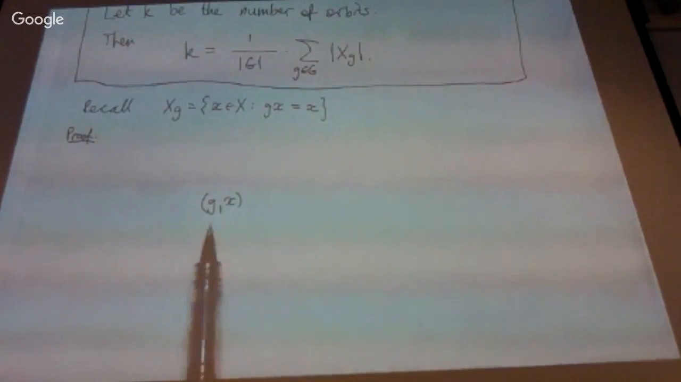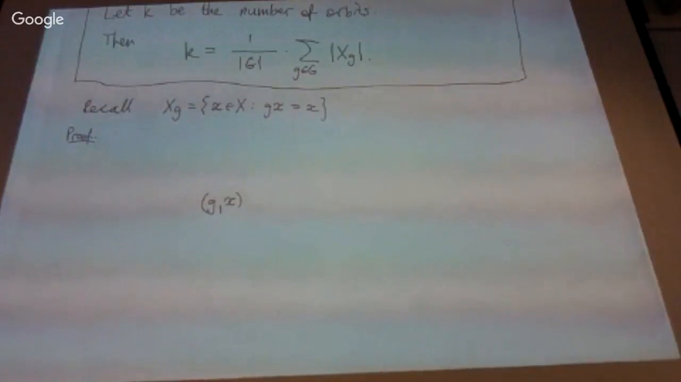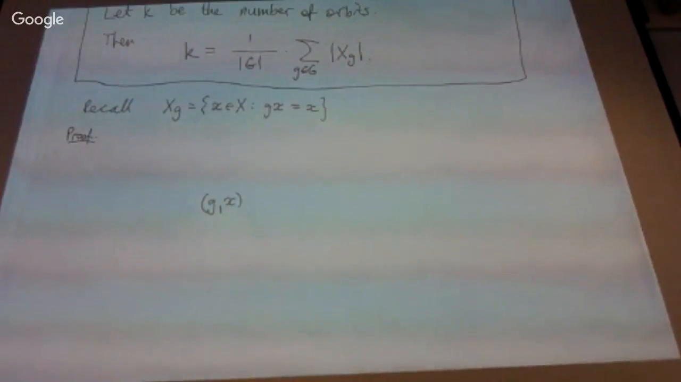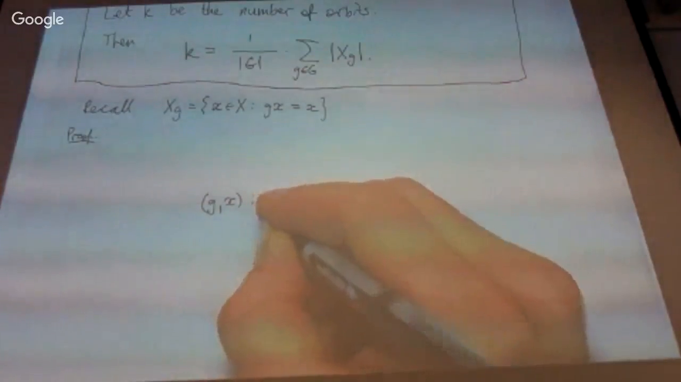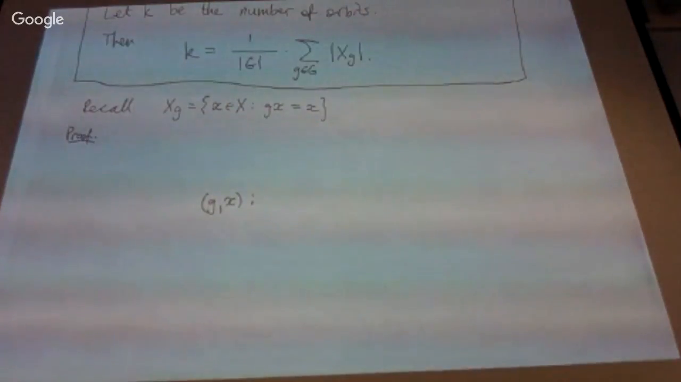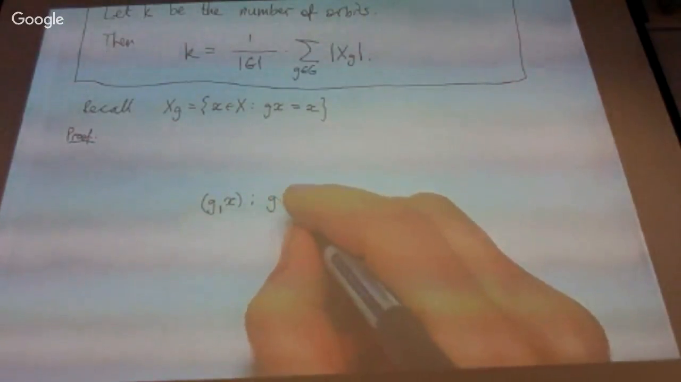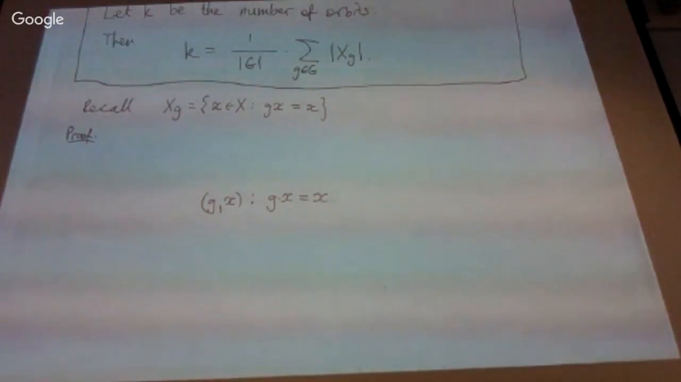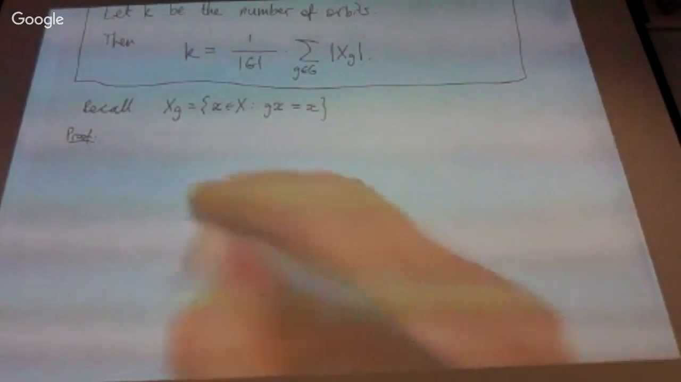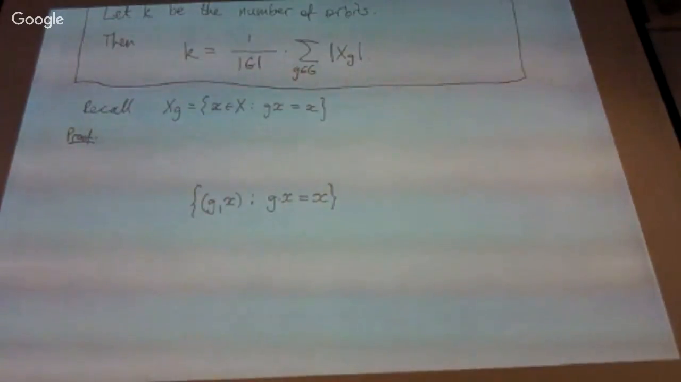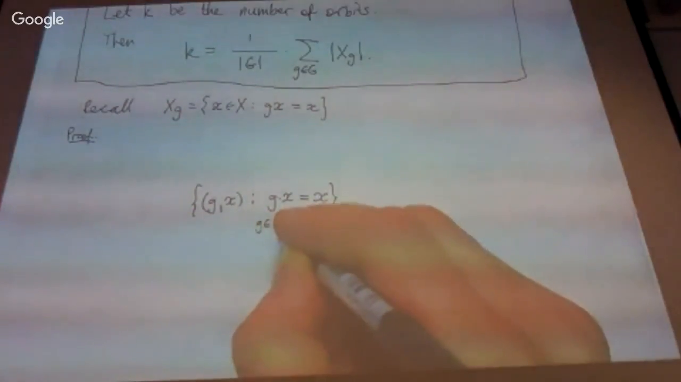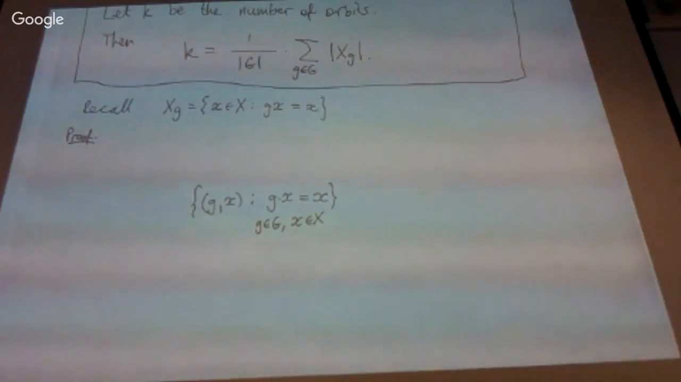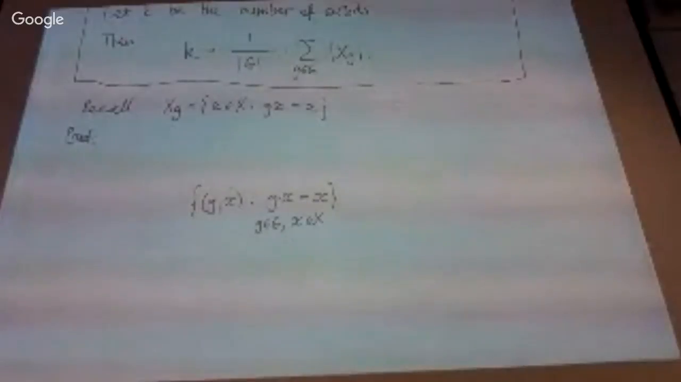This is the crucial part of the proof. So you look at the pairs g and x such that g acts, maps x to x. Okay? And g is in G. All of them.